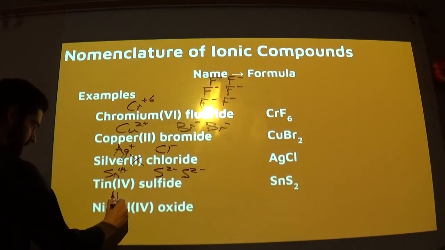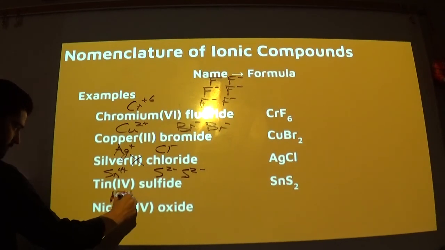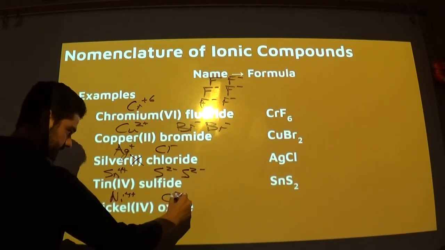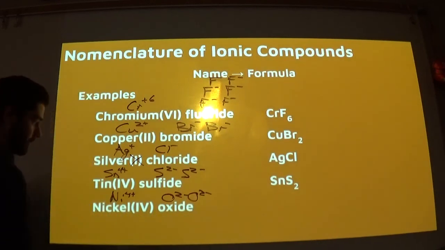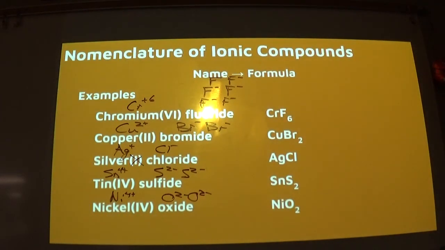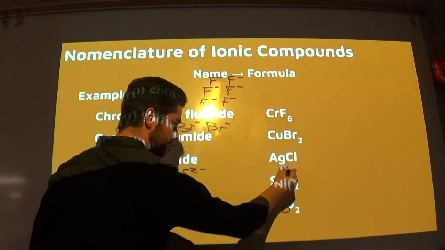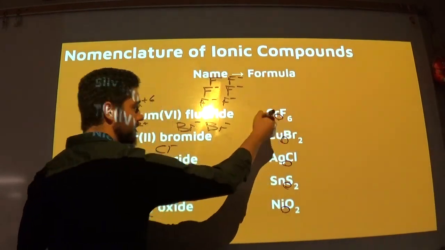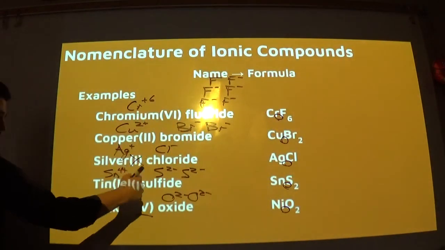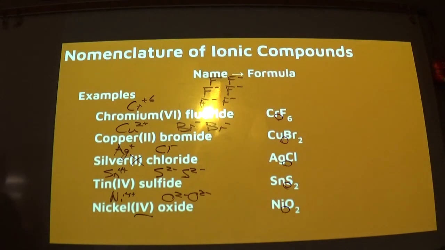Nickel is Ni, that's a +4 charge. Oxide is a -2. I need 2 of those to make it cancel. So nickel(IV) oxide looks like that, okay? Again, notice the parentheses is the charge. It is not the subscript. Notice how these subscripts do not match this Roman numeral. Okay, a lot of people get confused with that, okay?